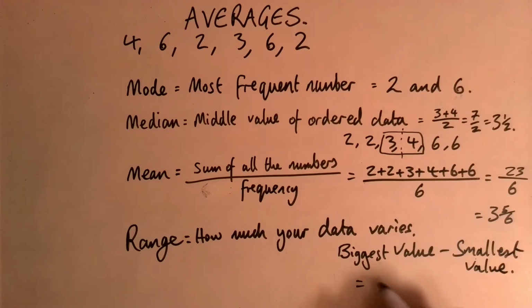So in this case, it would be 6 take 2, which is 4. And 4 is the answer here. Sometimes people lose a mark in an exam when they're asked what the range is and they just write 2 to 6 or something. Although that's more information and in some ways better, it's not what they're asking for. They want to know how much it's varying, not what it's varying between. So it would just be 4.